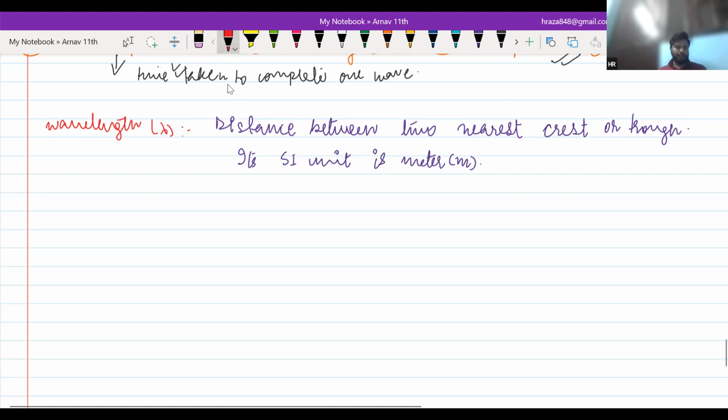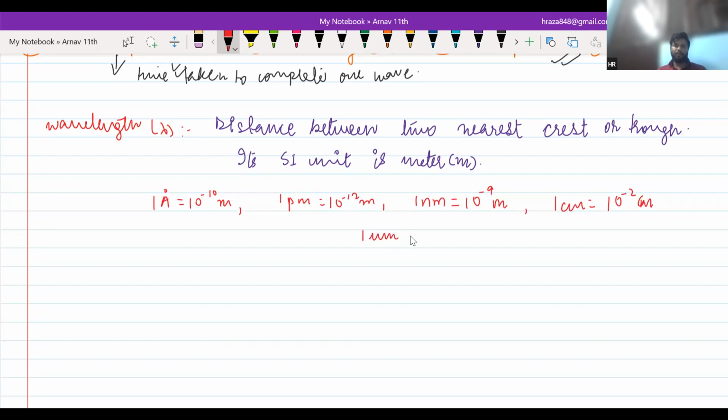This is our wavelength. Also remember some conversions which are very important for this chapter. 1 angstrom is equal to 10 raised to the power minus 10 meter. 1 picometer is equal to 10 raised to the power minus 12 meter. 1 nanometer is equal to 10 raised to the power minus 9 meter. In this chapter, it will be very useful. 1 centimeter is equal to 10 raised to the power minus 2 meter. 1 micrometer is equal to 10 raised to the power minus 6 meter. 1 Fermi meter is equal to 10 raised to the power minus 15 meter. These are very important.